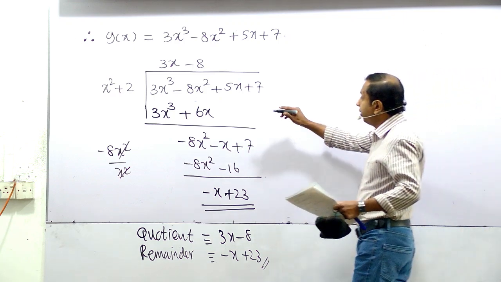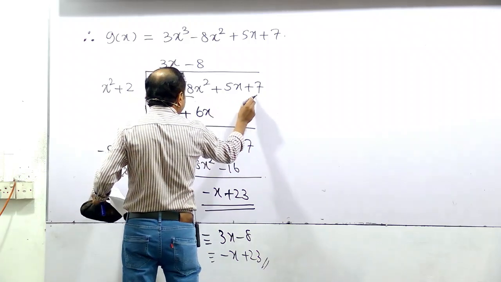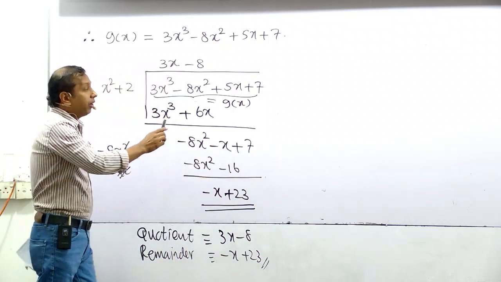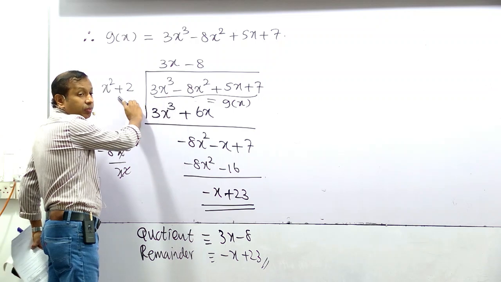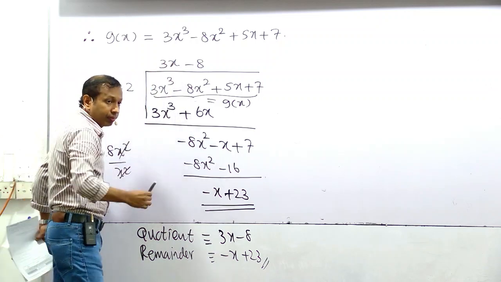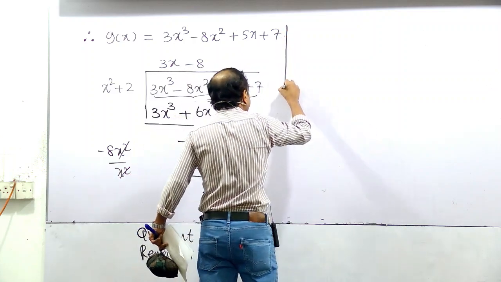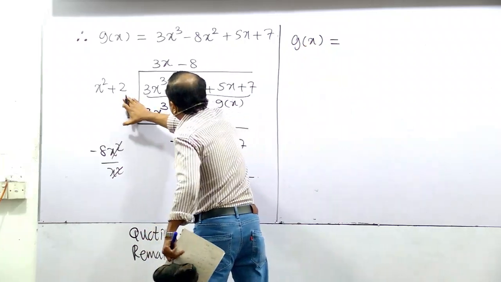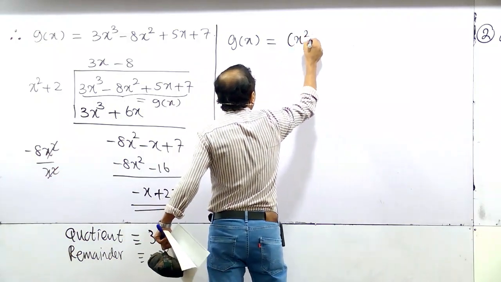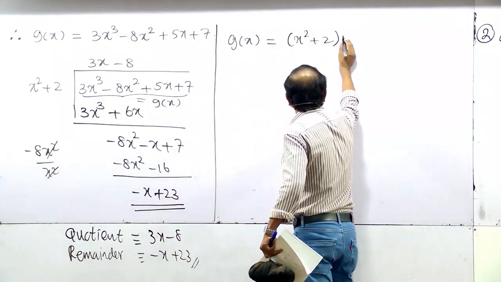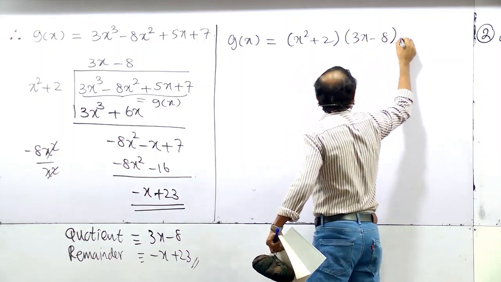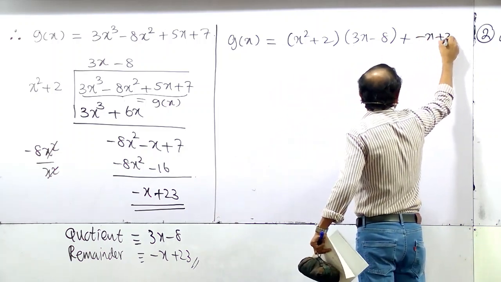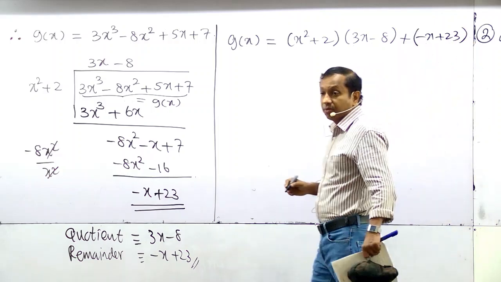Now here, we can write this as our gx. By the algorithm of division, gx can be written as this multiplied by this plus this. So gx is this multiplied by this, x squared plus 2, into 3x minus 8, plus this, minus x plus 23. This way we can write it using the algorithm of division.